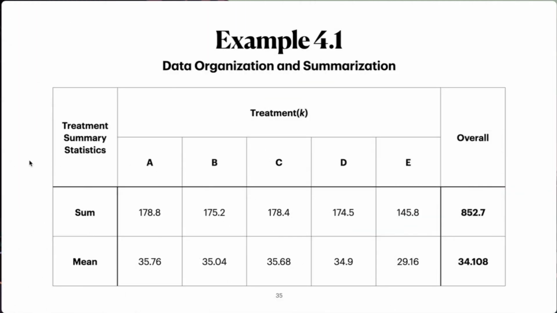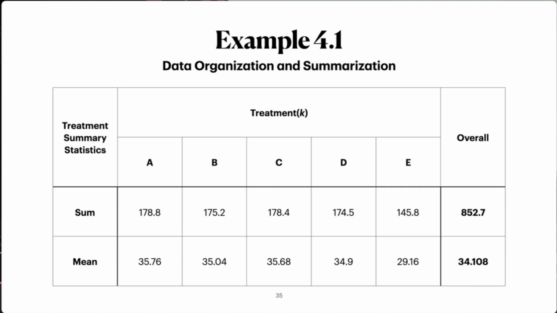Now here is the second summary table, and this is a summary by treatment. So we have the sum of the observations for each of the treatments, along with the mean for each, the sample mean for each treatment. And finally, in the right-hand column, we have the overall sum, or the total sum of all observations in the experiment. And we also have the overall mean, or the mean of all of the observations in the experiment.